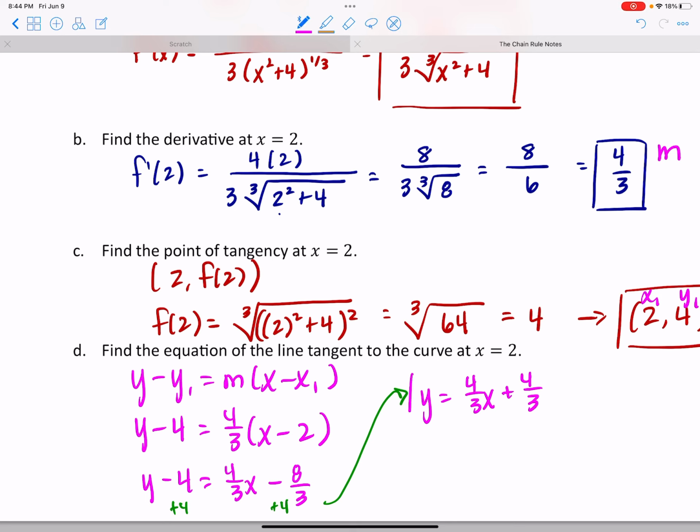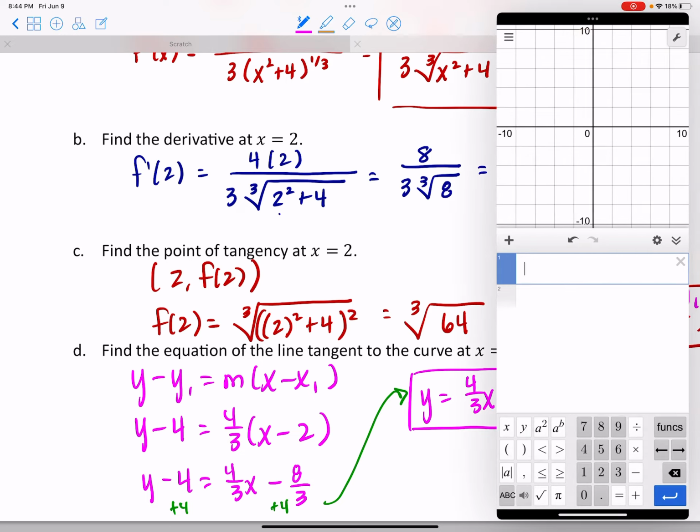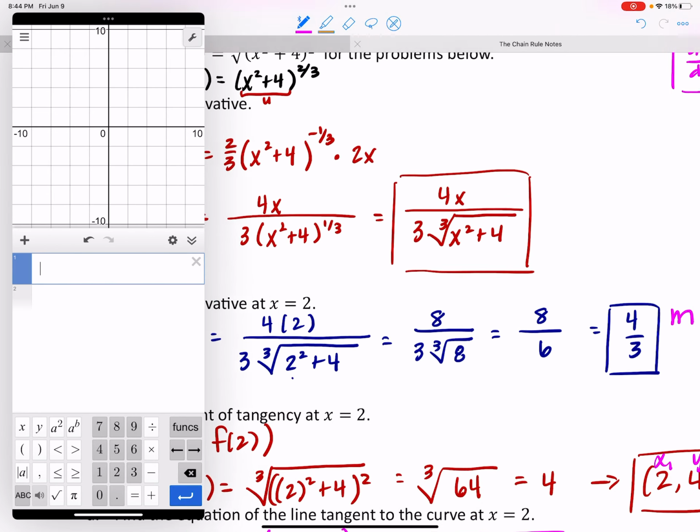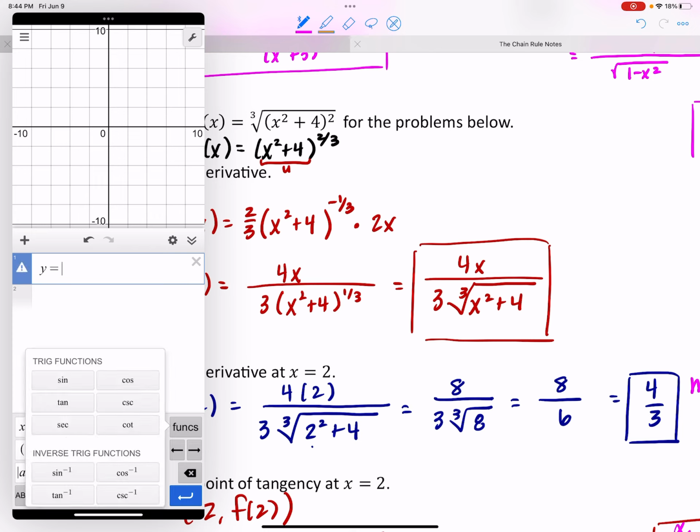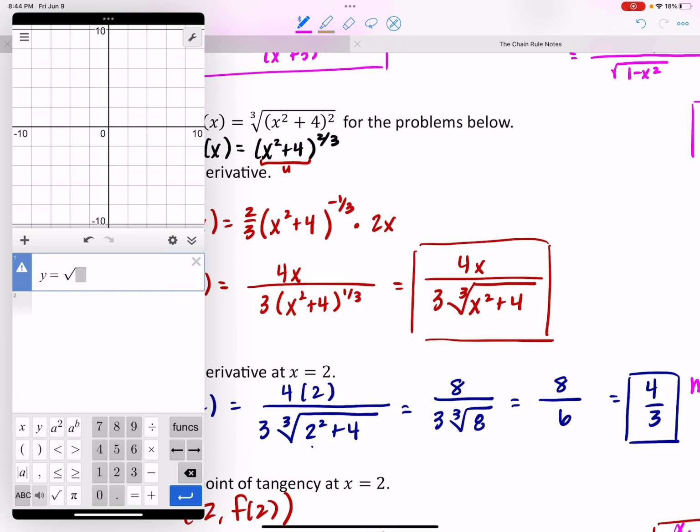Alright, now that's a lot of work, and I want to make sure I did it right. So I'm going to go ahead and use Desmos to confirm all of this. So I'm going to put in first my original function. So I'm going to put in the cube root, so if we go into the functions menu here and all the way down to the bottom, then we can get in a radical with any index. So there's our cube root of x squared plus 4 quantity squared.